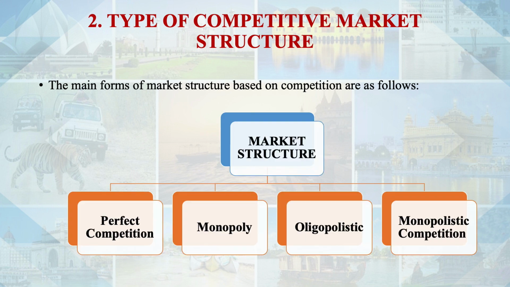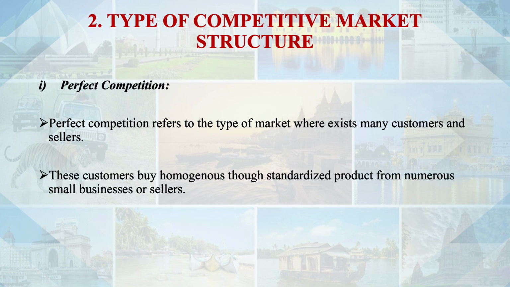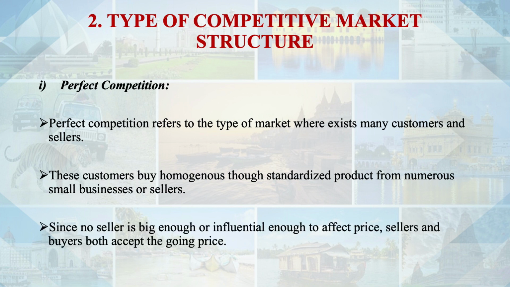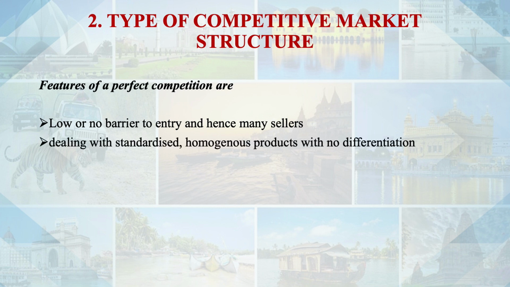The first one is perfect competition. Perfect competition refers to the type of market where there exist many customers and many sellers. These customers buy homogeneous, though standardized, products from numerous small businesses or sellers. Since no seller is big enough or influential enough to affect price, sellers and buyers both accept the going price. Features of a perfect competition are low or no barrier to entry and hence many sellers, dealing with standardized homogeneous products with no differentiation. Customers may have a wide variety of brands to select from.